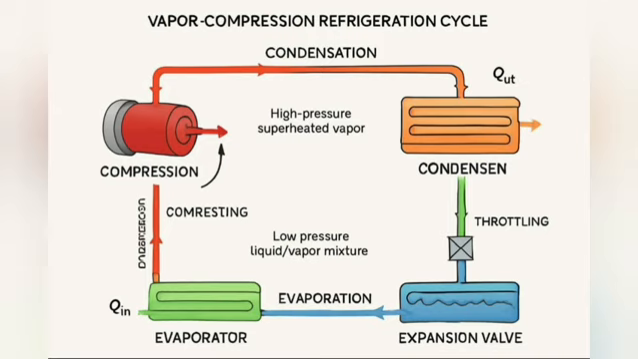So the complete refrigeration cycle has four basic processes. First is compression, where the pressure of the refrigerant increases. Second is condensation, where heat is rejected. Third is expansion, where the pressure and temperature decrease. And fourth is evaporation, where the refrigerant absorbs heat and produces the cooling effect.